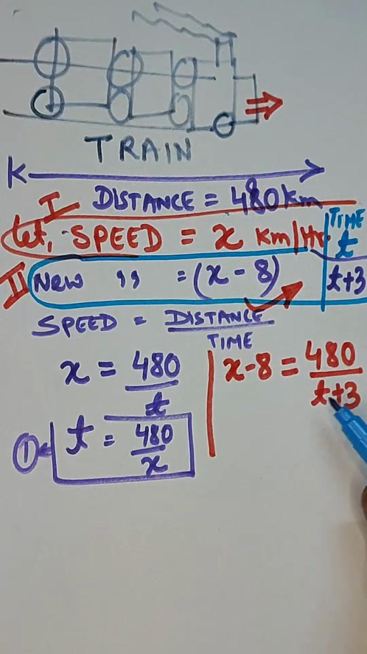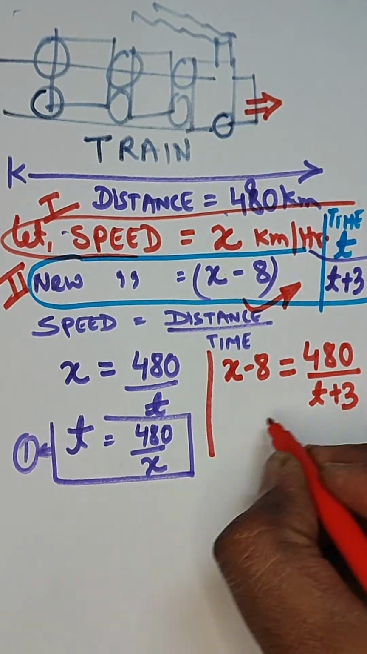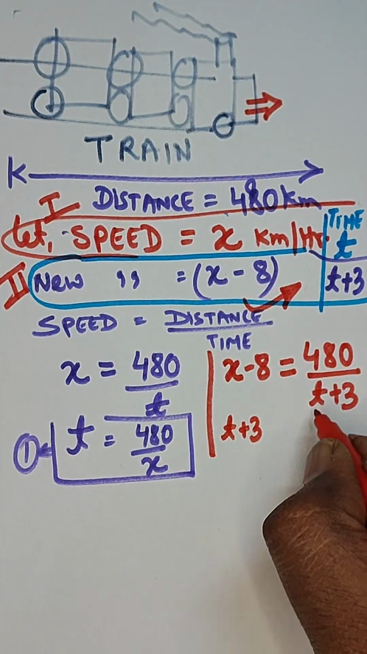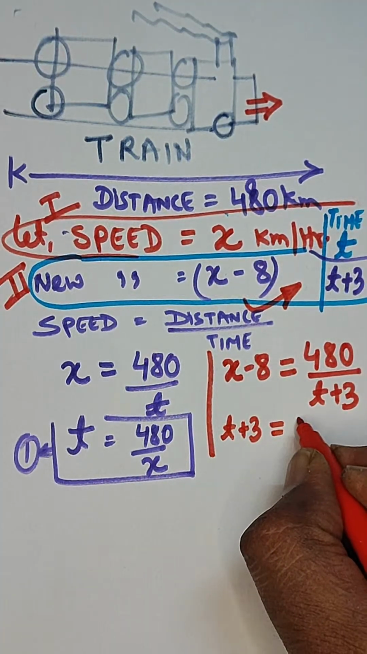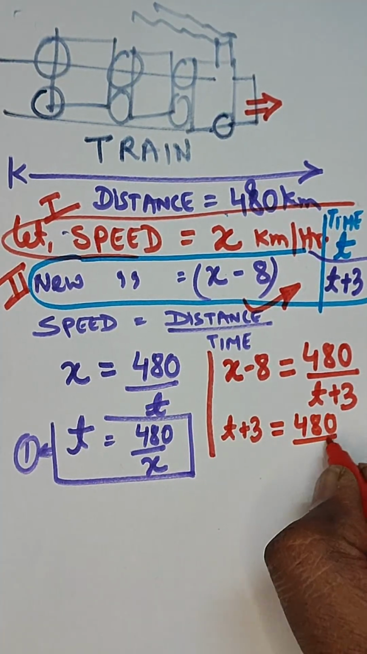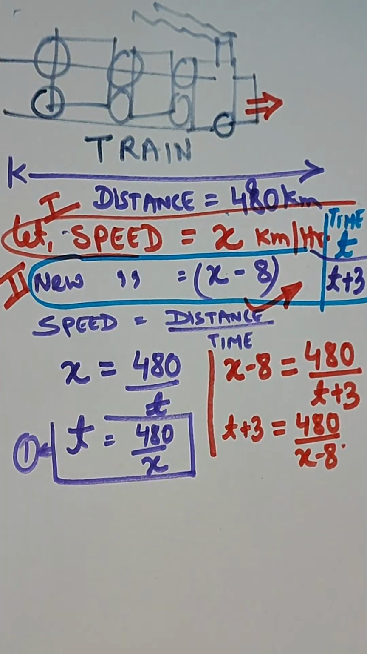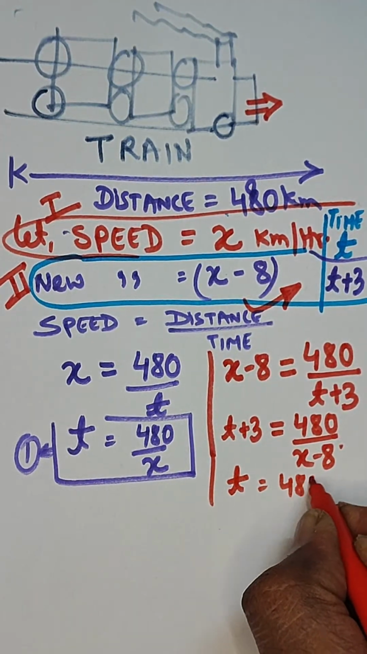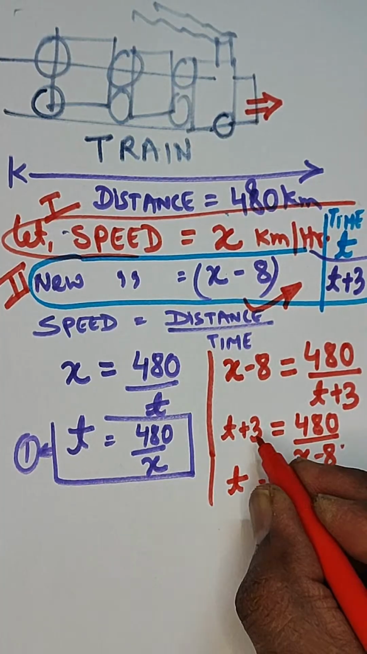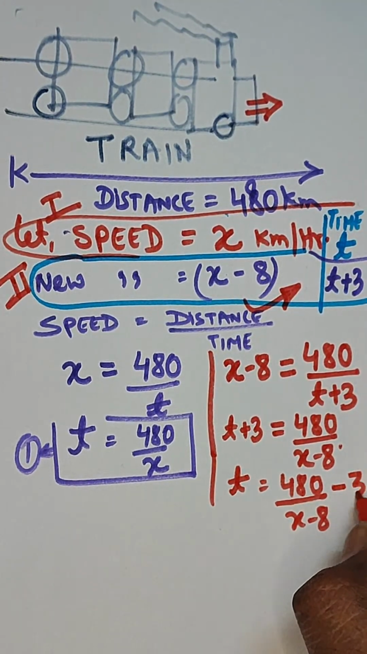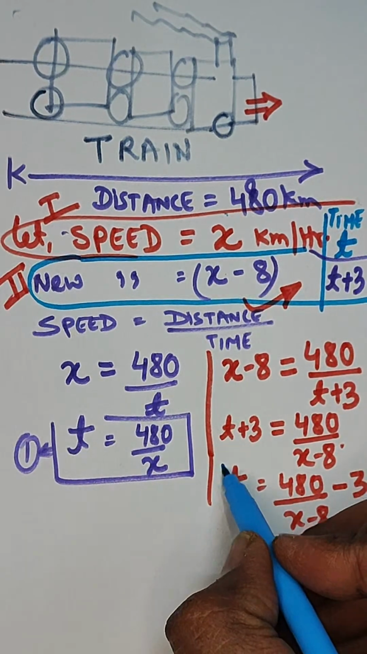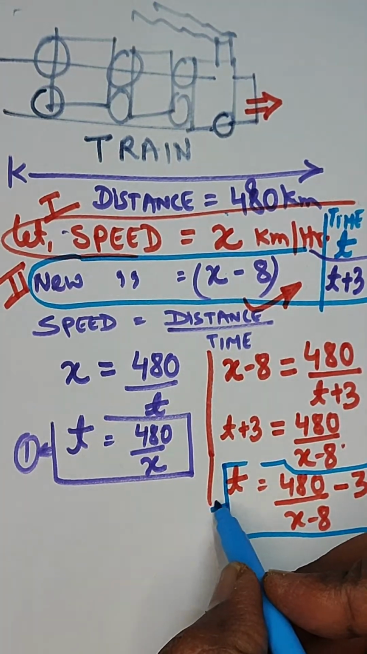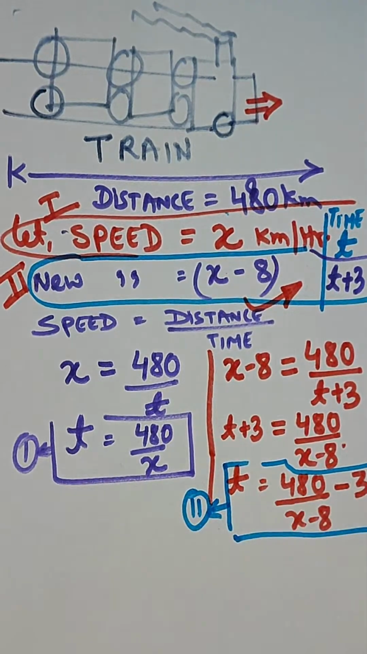Now, from the second one, what do we get? We get t plus 3. Just interchange the terms on the LHS and RHS. Then we can say that t plus 3 is equal to 480 by x minus 8, isn't it? And we can say that t is equal to 480 divided by x minus 8, and the plus 3 going to the RHS becomes minus 3. Now we have two equations with us. This is equation number 2, and this is equation number 1.